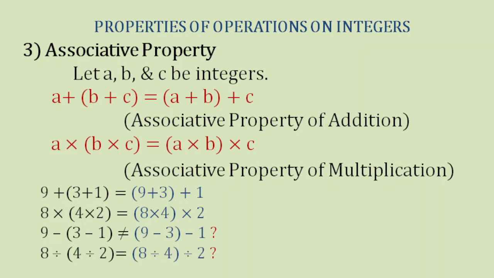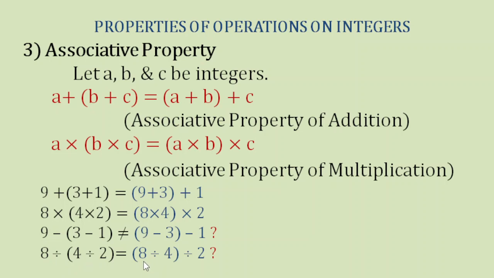And also, here's another question. Is 8 divided by the quantity 4 divided by 2 equal to the quantity 8 divided by 4 divided by 2? The answer again is no. Why? Because simplifying what we have on the left side, we start with what we have inside the parentheses. So 4 divided by 2 is 2. And then 8 divided by 2 is 4.